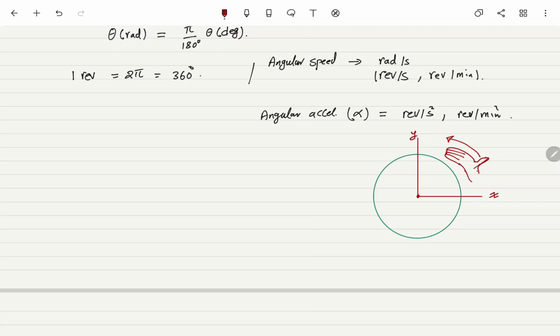Now, if the disk rotates the other way, clockwise in this case, again point your fingers with the rotational direction, and your thumb is directed along the negative z-axis. So in this case omega is positive along the z-axis, and in this case omega is negative along the z-axis.